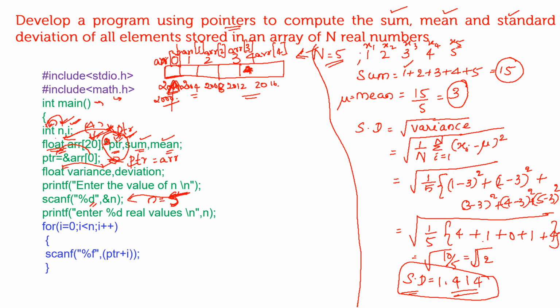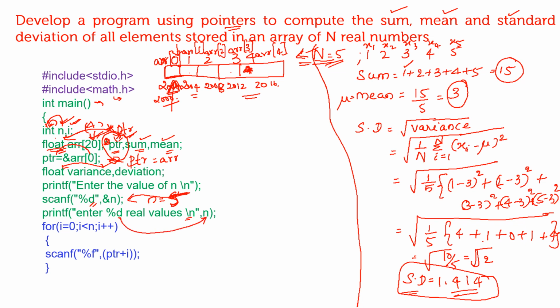Now you have defined the total number of elements and stored it in n. What do you have to do now? You have to enter the elements one by one. Your array has indices 0, 1, 2, 3, 4 because n is equal to 5. For that you are going to use a for loop. printf "enter %d real values\n", where \n means a new line, and %d will be replaced by n.